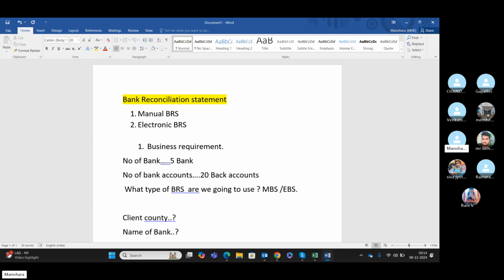Let's say, for example, the client is operating in India. Which kind of banks are there in India? Axis Bank, HDFC Bank and SBI, like that, right? Other countries also have different banks, like Doha Bank. So we have to understand which banks the client is currently operating with in our organization. For example, we have taken HDFC Bank.